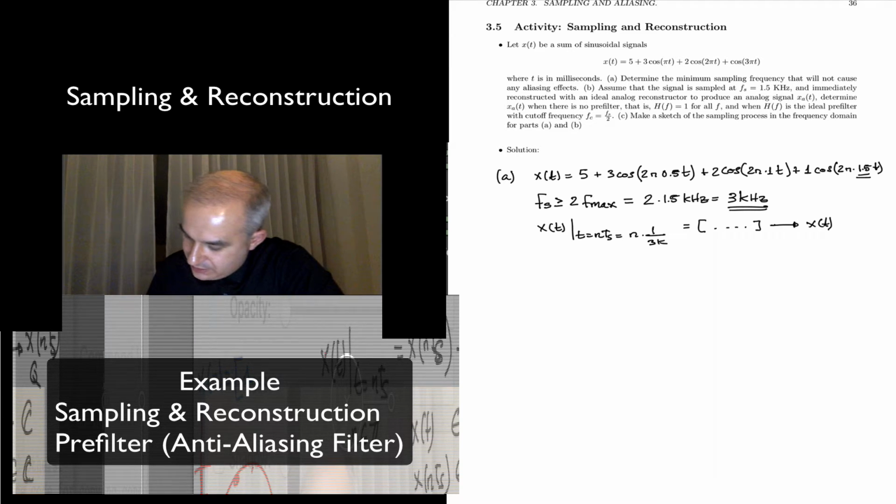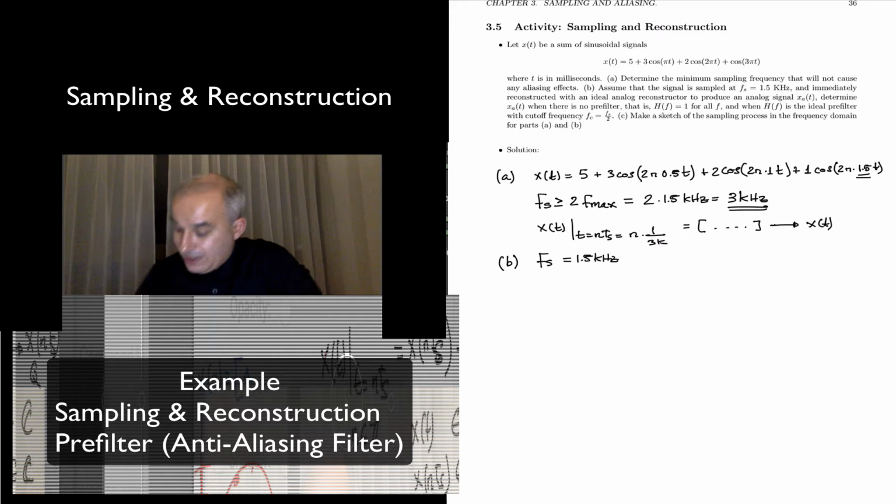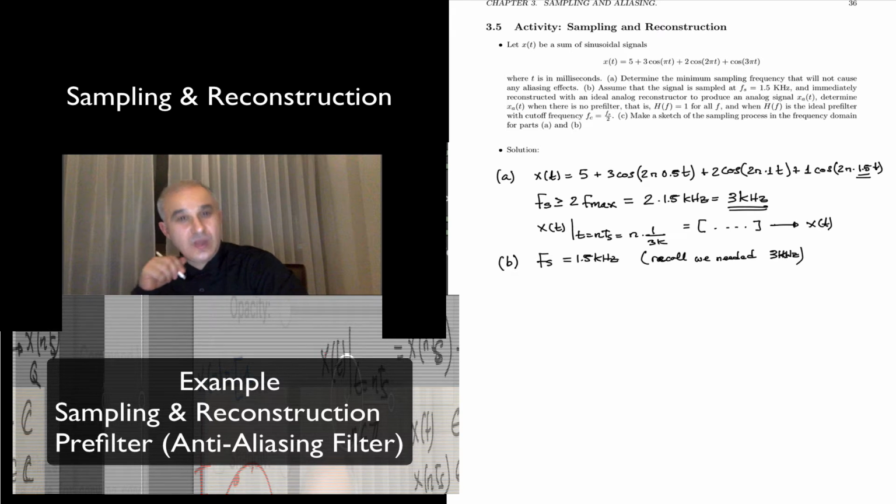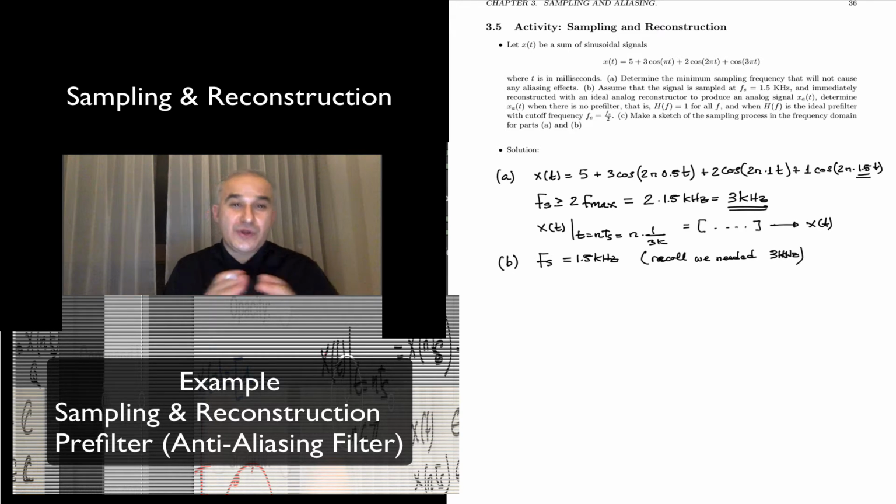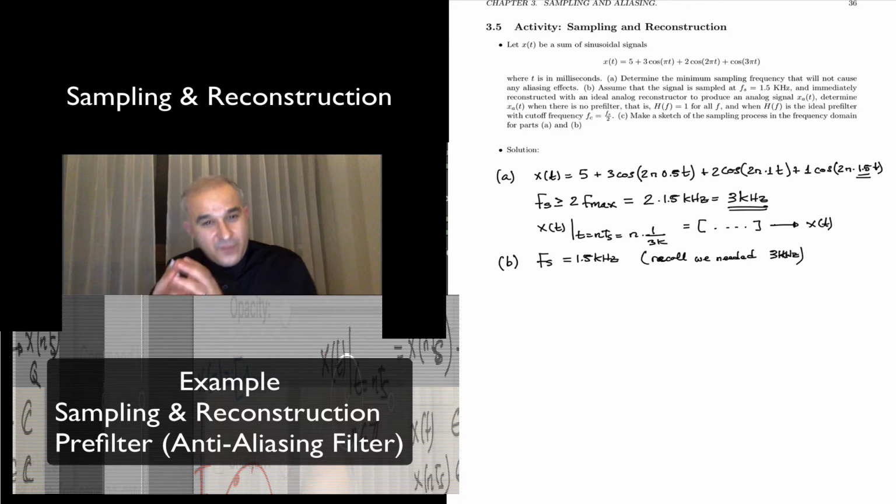But then in B, assume that actually Fs is 1.5 kilohertz, when we needed, recall, 3 kilohertz. What happens in that situation? Well, we are undersampling, we are not meeting the requirements of the sampling theorem, therefore we're going to have problems. What is the problem? We're going to have aliasing.